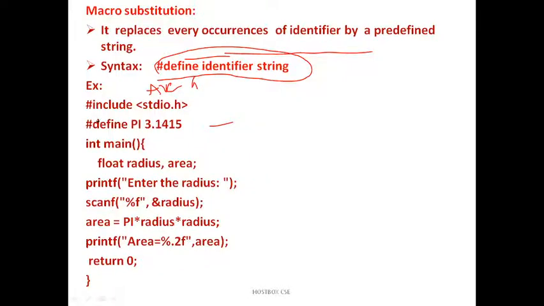So I am writing the program as #include <stdio.h> and #define PI 3.1415. This is the value of pi. Then I write int main open brace. Then float radius, area; printf enter the radius; scanf percentage f and radius. Then I apply the formula to calculate the area of the circle: area = PI * radius * radius. At last I want to print the result: printf area is equal to %.2f, comma area.